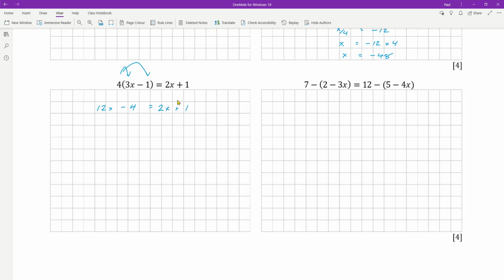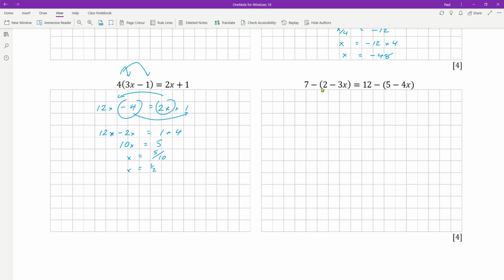Now I'm going to shift the x's to this side, and I'm going to shift the numbers to this side, so that then becomes 12x minus 2x is equal to 1 plus 4. Now 12x take 2x is equal to 10x, and 1 plus 4 is equal to 5. x is equal to 5 divided by 10, because it was times there, so x is equal to a half.